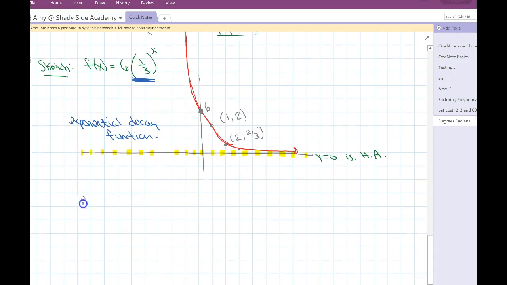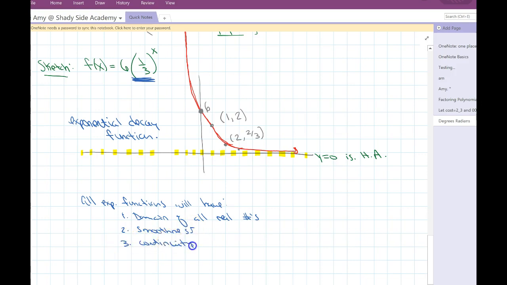But all exponential functions will have, and you can go ahead and list them, a domain of all real numbers. They will have smoothness, and they will have continuity, and they will also have a horizontal asymptote.